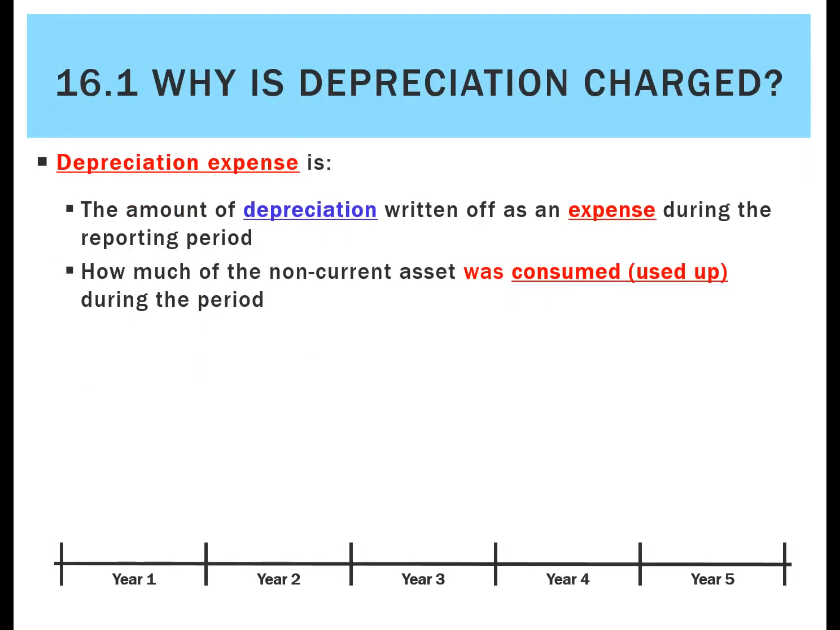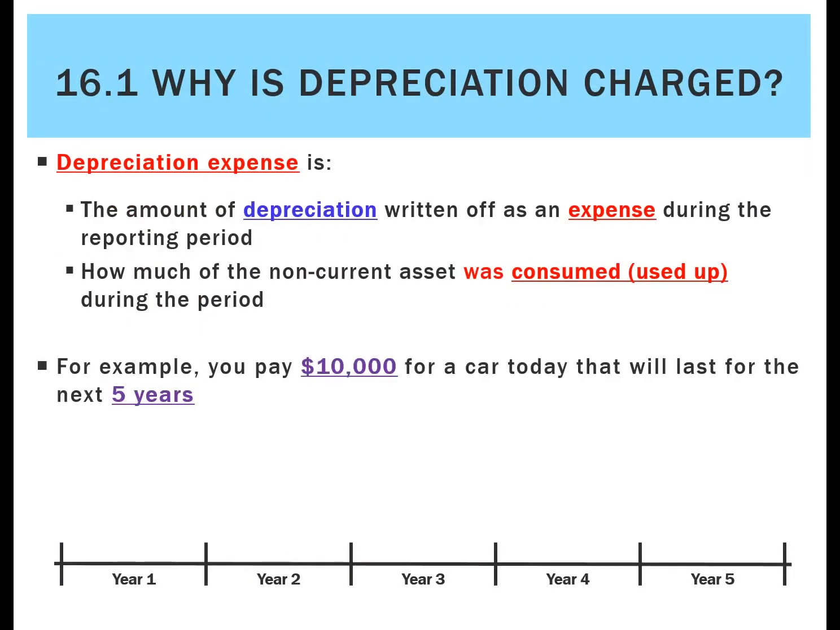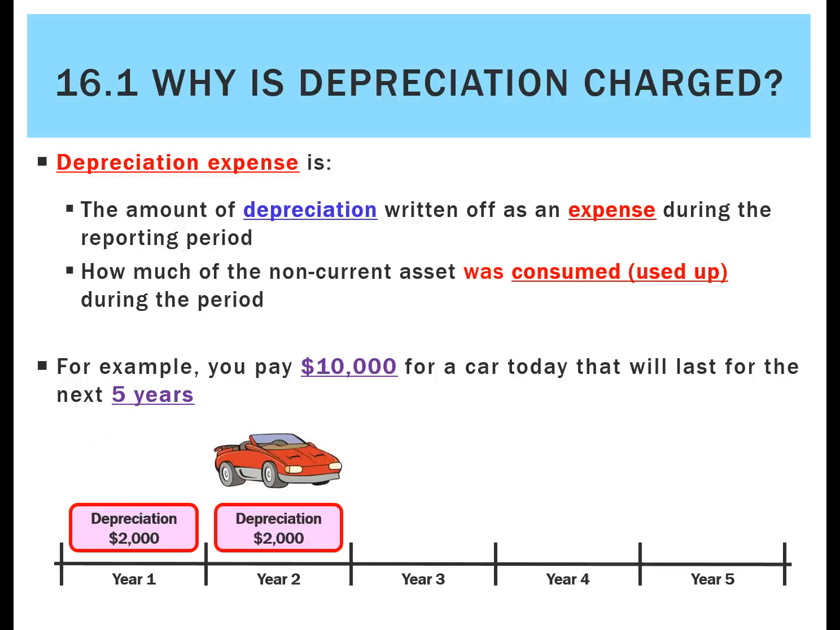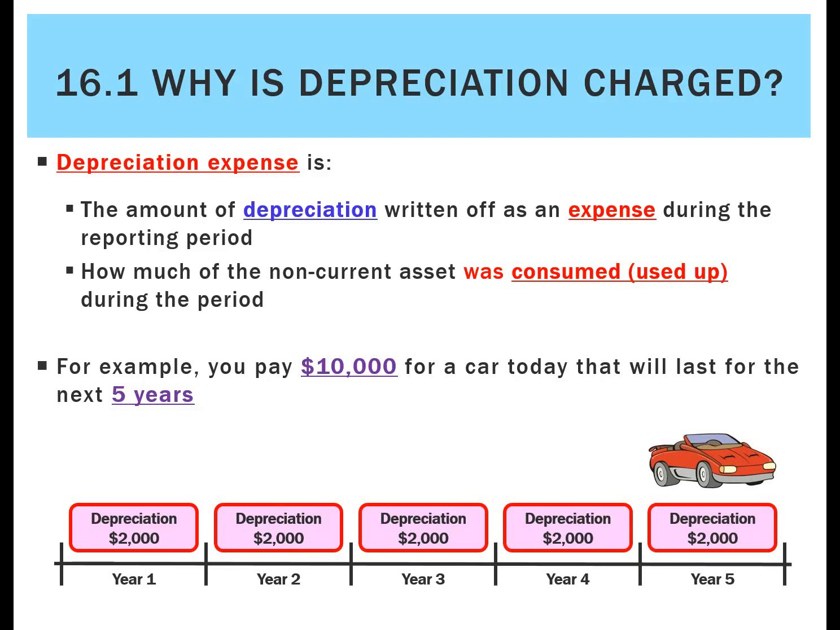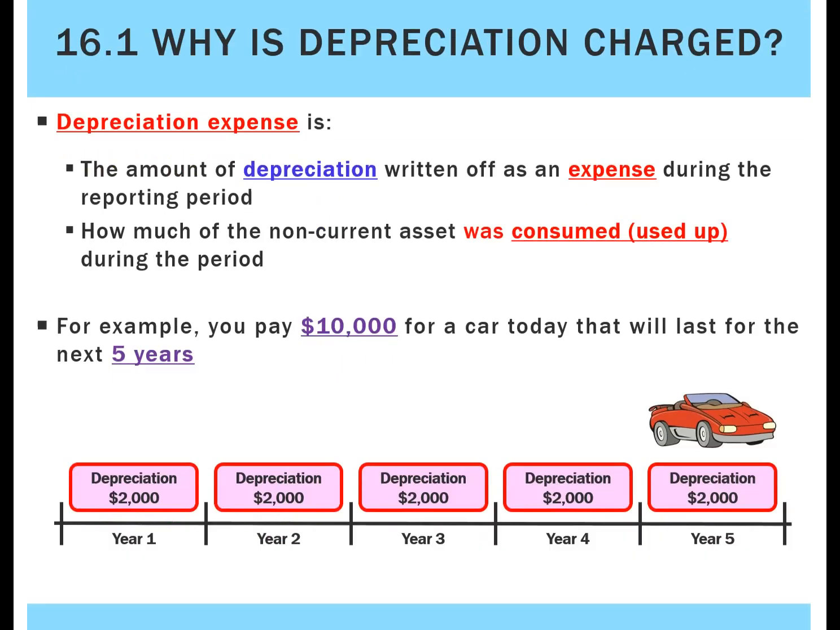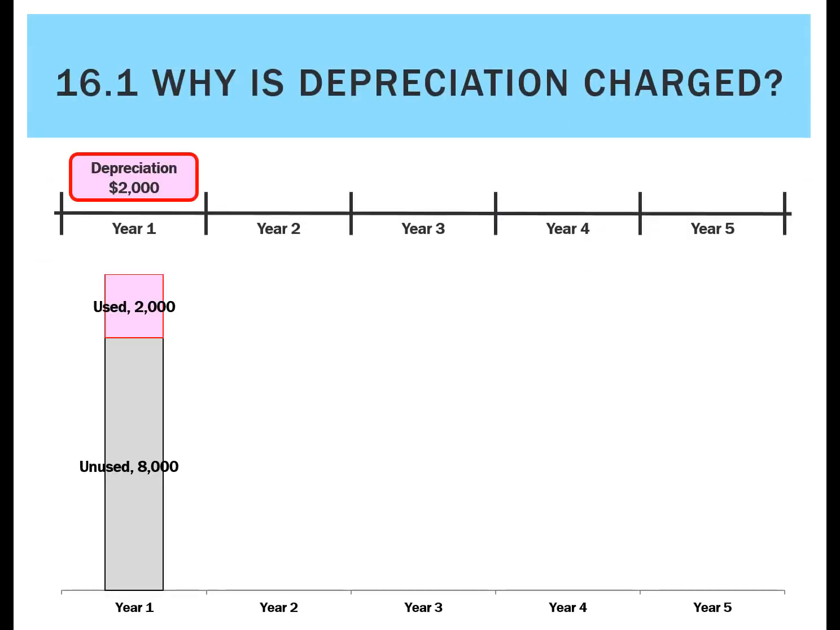So what we're doing, for example, is if we had a $10,000 car and it was going to last for 5 years, we would allocate the usage each year of $2,000 depreciation. So that was $2,000 in year 1, $2,000 in year 2, 3, 4, and 5. So each year we've represented the amount that was consumed or used up with an expense, and we call that expense depreciation.